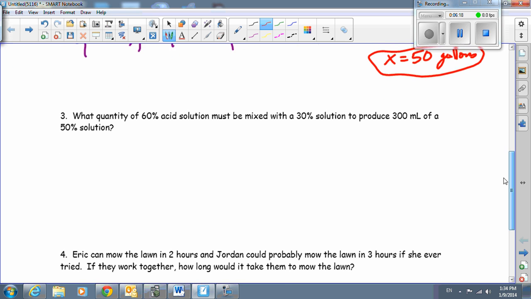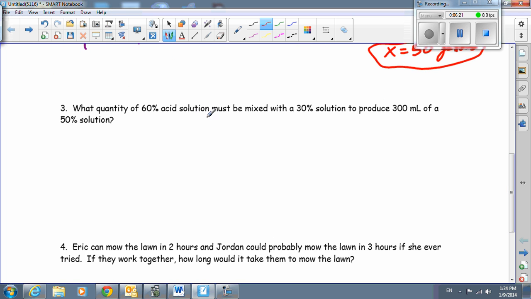All right, let's go look at problem number 3. What quantity of 60% acid solution must be mixed with 30% solution to produce 300 milliliters of a 50% solution? Just like I did before, I will start by writing 60% here, 30% here, because I need to combine these two to get a total of 50% at the end. We start with a 60, we mix with a 30 to get a total of 50. For this one, I will have an x amount of the 60, a y amount of the 30, but I know that the total that I need is 300 milliliters. So I put 300 here. That would give me my first equation.